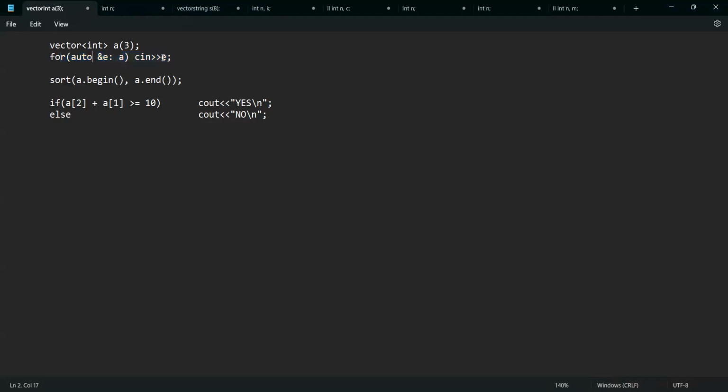So basically, you take three values as input, and then you sort those three values. I've sorted the array in ascending order, so the last two values are the biggest two values, right? So if I add those two values and the sum turns out to be at least 10, my answer is yes. Otherwise, it's no.